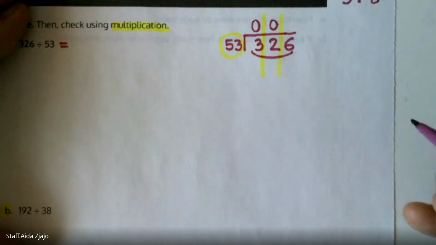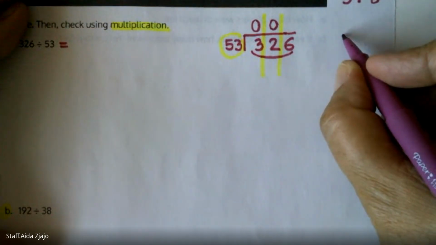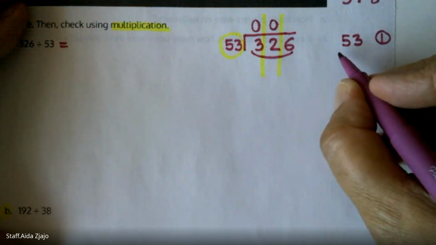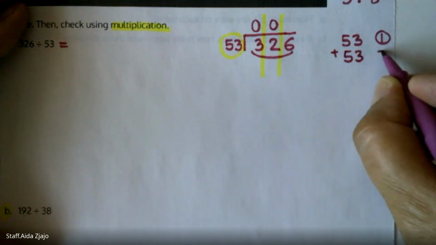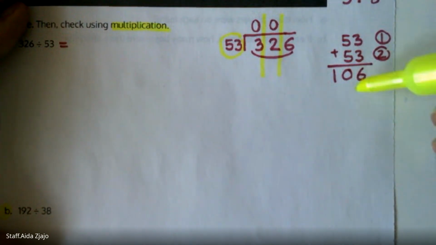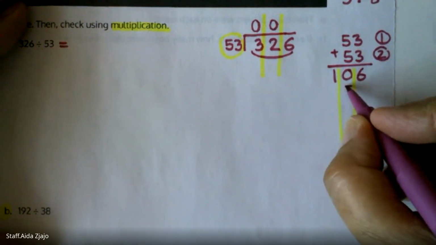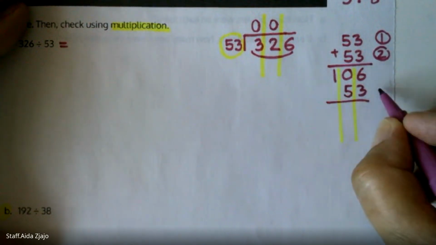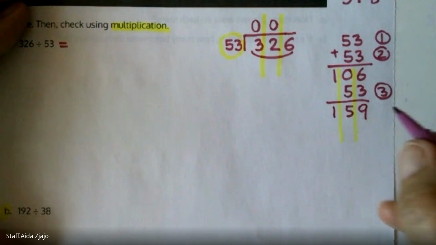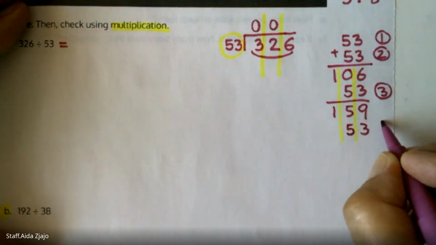You can think, okay, how many groups of 53 are in this number? All you need to do is whole number addition. 53, that's one group, and I'm adding 53, that's 2 groups. So that will make 106. Sometimes I use the line so it helps me to add. I'm going to add 53 again, and that will make 3 groups, which is 159. I'm going to add another 53.